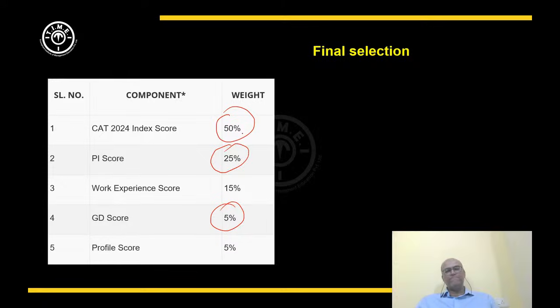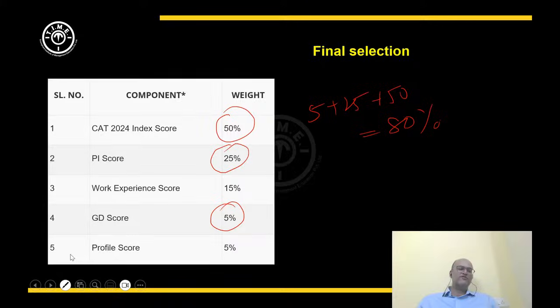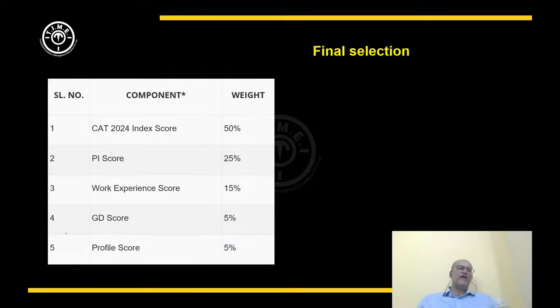So 5 plus 25 plus 50, you can observe it becomes 80%. 80% is humongous weightage. So even if somebody doesn't have work experience or somebody doesn't have a great profile, still they will be able to secure a final admission offer by doing a brilliant job in CAT and doing a brilliant job in interview and group discussion. So the major chunk of weightage was for controllable factors. So this was the case last year in IIM Raipur.